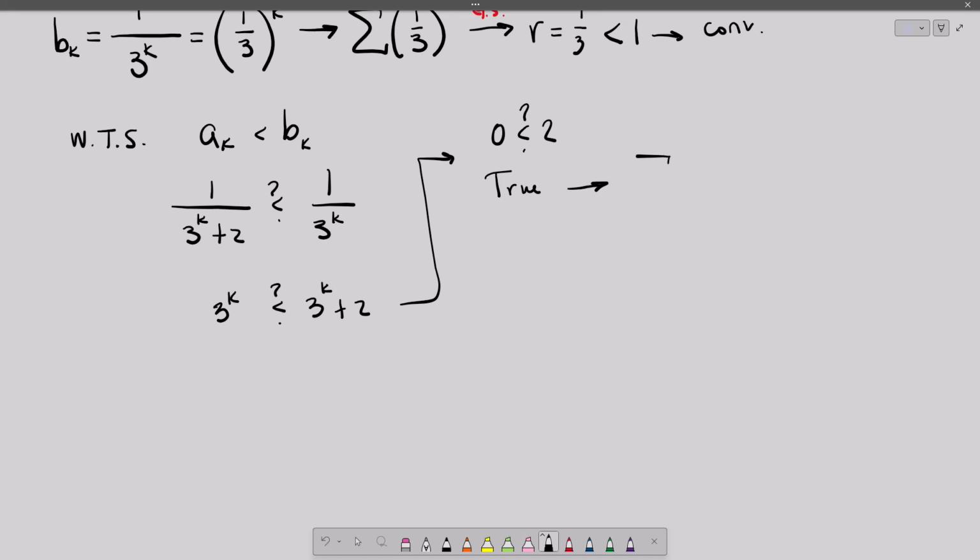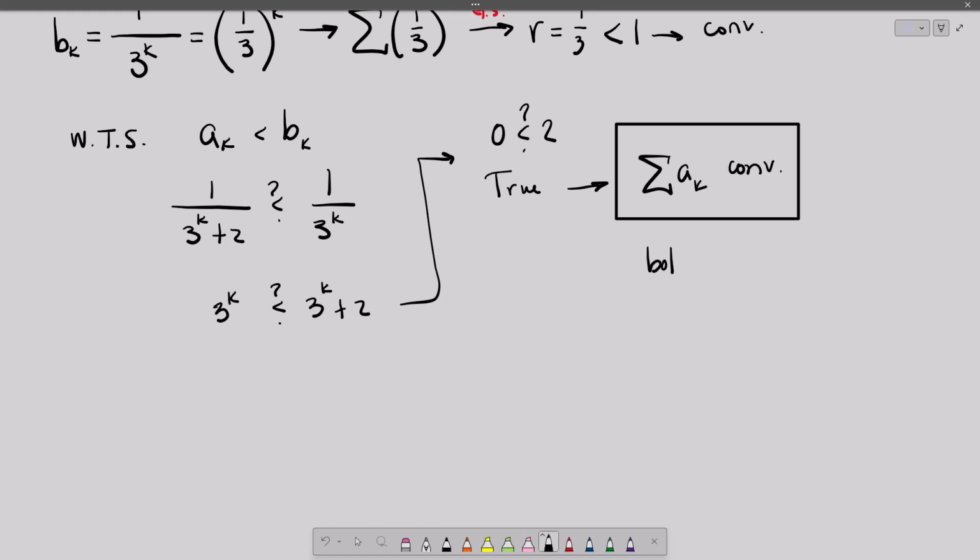This means the a sub k series converges. You can say that. Or you could say both series converge. Either one of those.